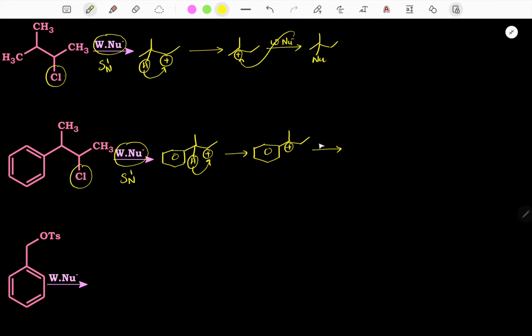Now further migration is not possible. Now it reacts with the weak nucleophile and finally we get the corresponding product.